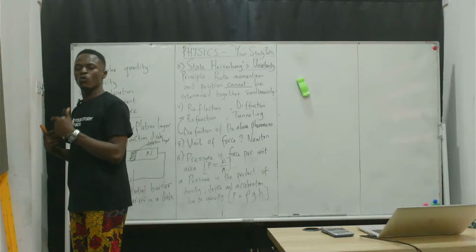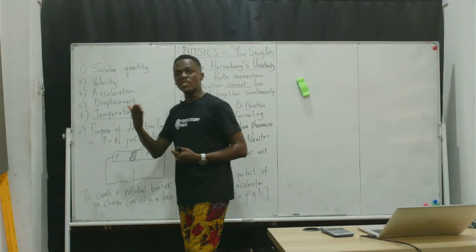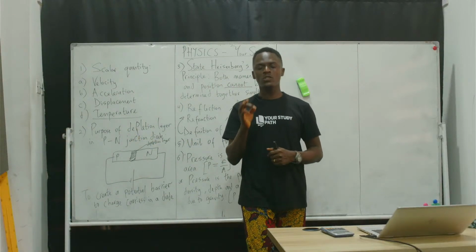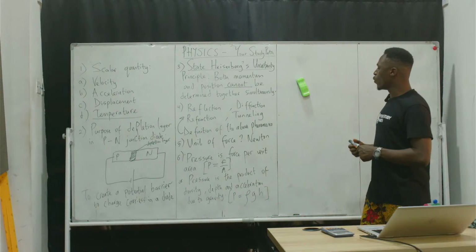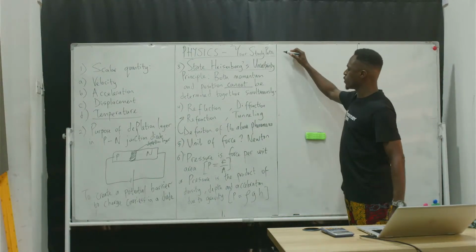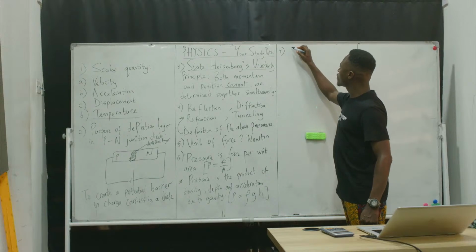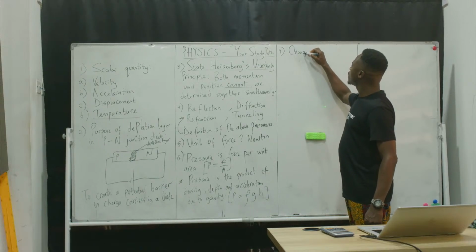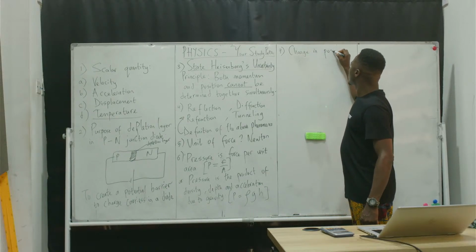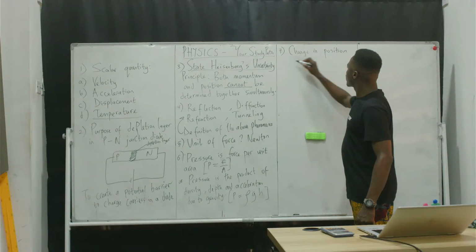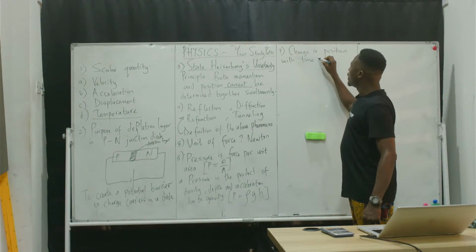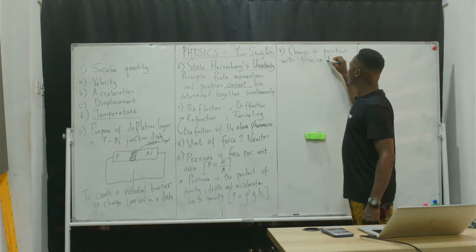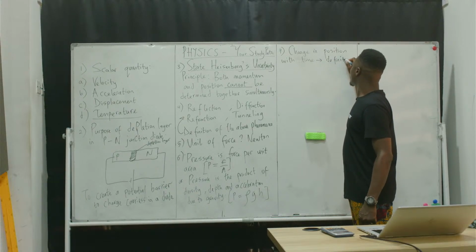Then you have that what? The body is what? In motion. So note that change in position with respect to time. And that leaves us with the fact that it is related to what? Definition of motion. Go back to your what?